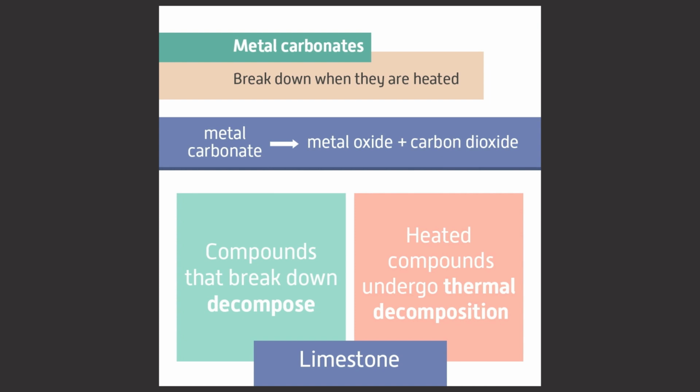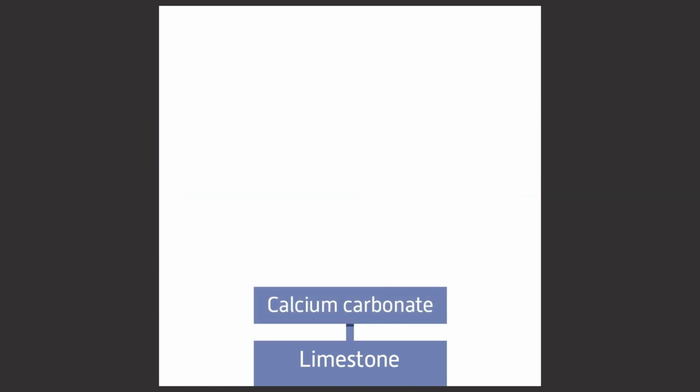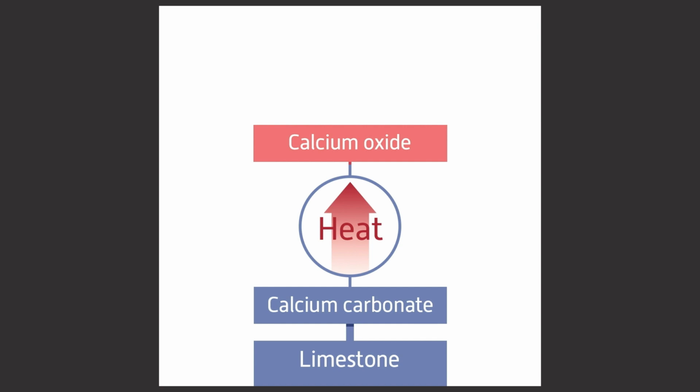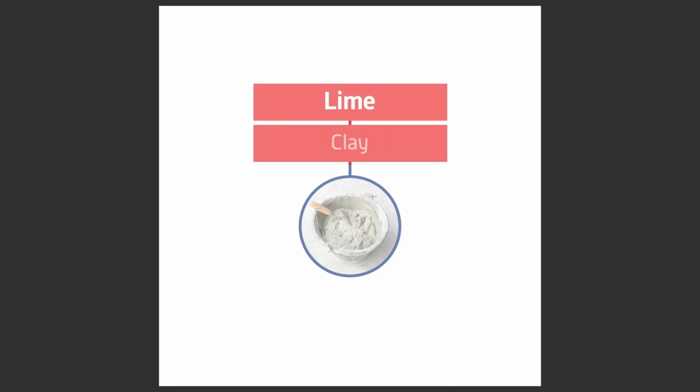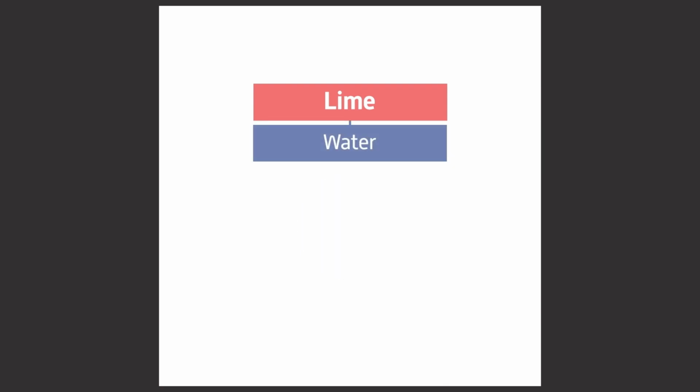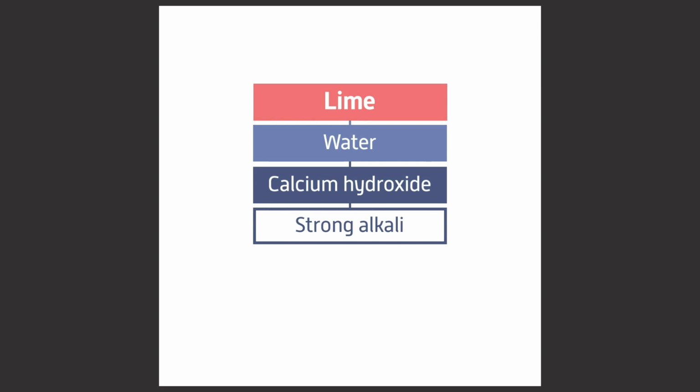This reaction is used when making substances from limestone. Limestone is mainly calcium carbonate. When calcium carbonate is heated strongly, it decomposes into calcium oxide. Calcium oxide is also known as lime. Lime can be mixed with clay to make cement. Adding water to lime makes calcium hydroxide, a strong alkali.